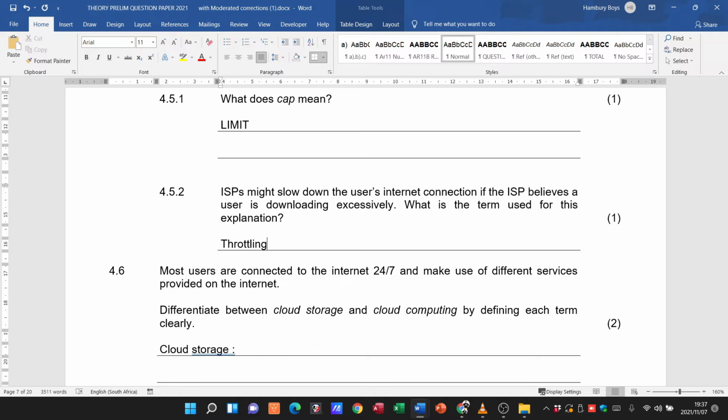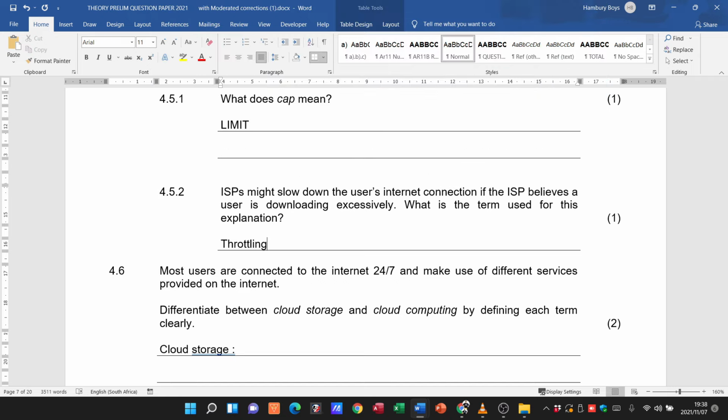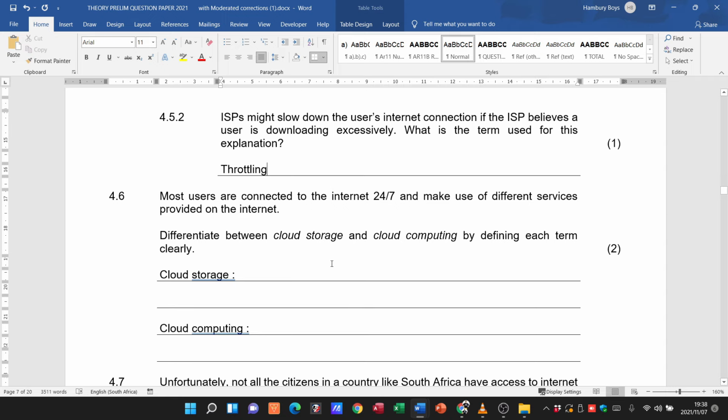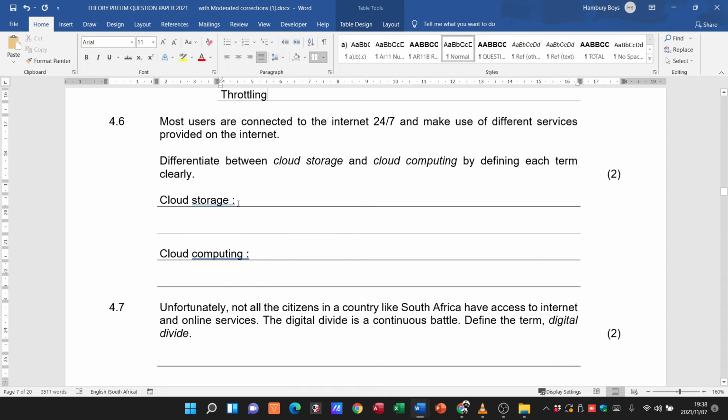And what that means is that they are going to slow down your internet, because you are doing that. Please remember there's a difference between throttling and shaping. All right, then 4.6, most users are connected to the internet 24/7 and make use of different services provided on the internet. Basically, they just want to know what's the difference between cloud storage and cloud computing.